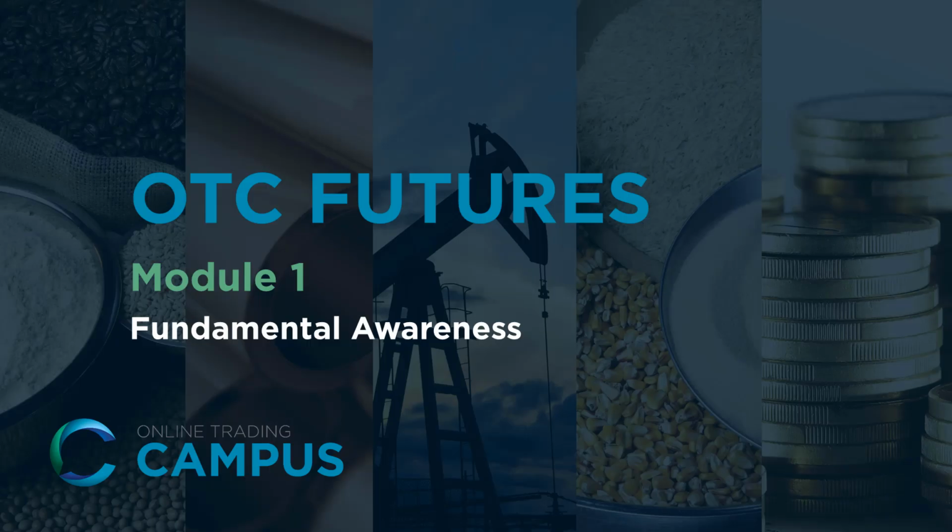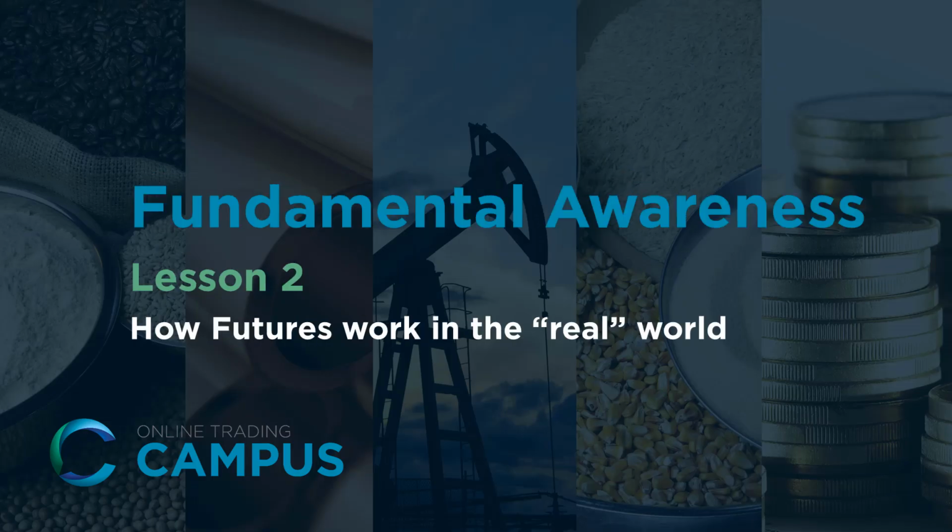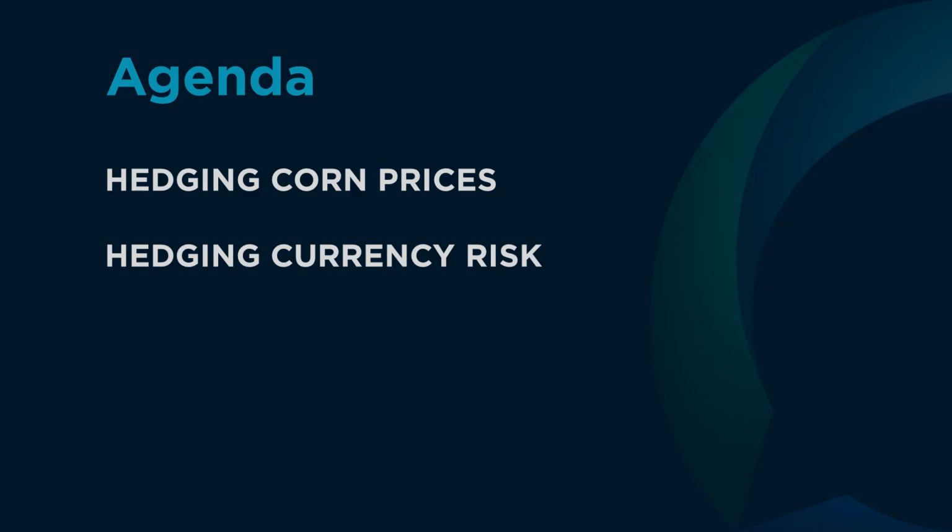Welcome to our OTC Futures course, Module 1, Fundamental Awareness. In Lesson 2, we will discover how futures work in the real world. In the next couple of minutes, we are looking at two hypothetical scenarios of how institutional market participants use futures to hedge market risk. One example will be hedging corn prices, another example will be hedging currency risk.